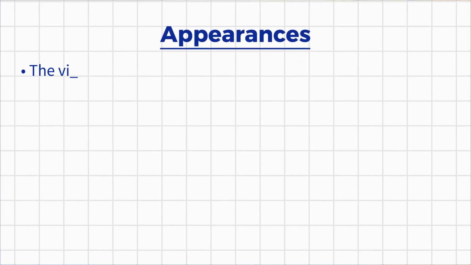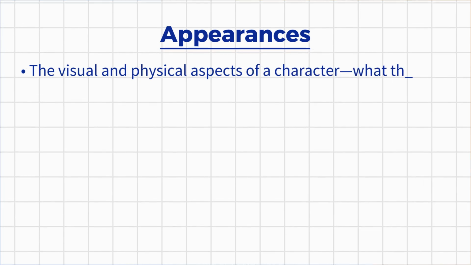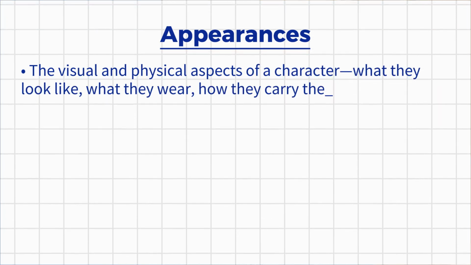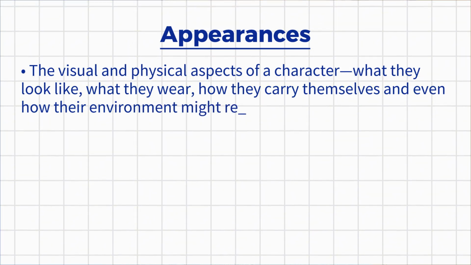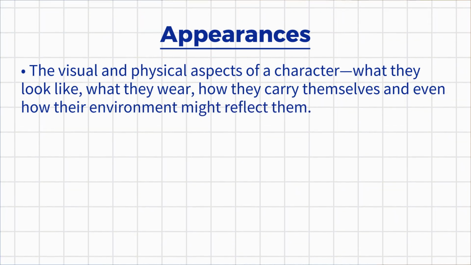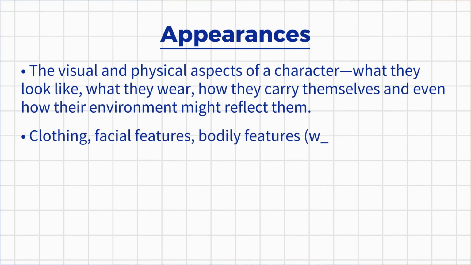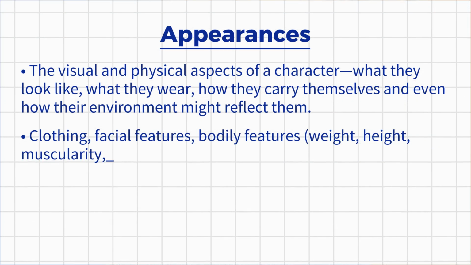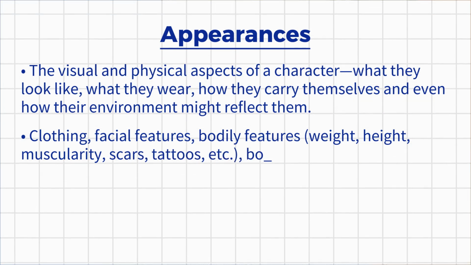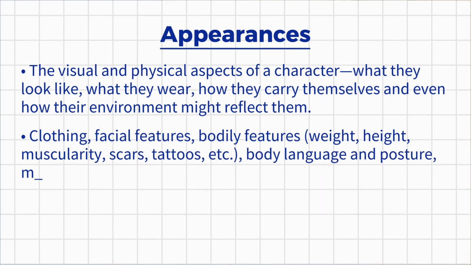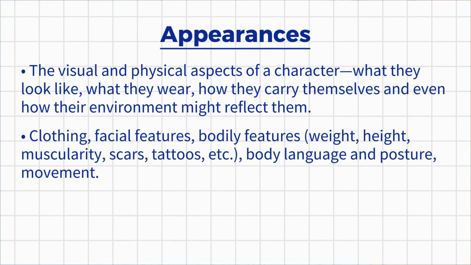Speaking of appearances, this brings us to the second essential feature of character descriptions. So I want you to think about appearances as like the visual and physical aspects of a character. So it's what they look like, what they wear, how they carry themselves, and how their environment might even reflect them. It's going to encapsulate things like clothing, facial features, bodily features, think weight, height, muscularity, scars, tattoos, body language, posture, even movement, so how they move throughout settings.